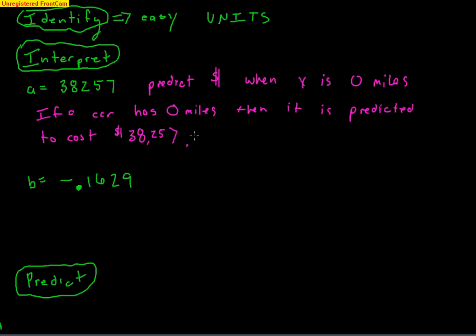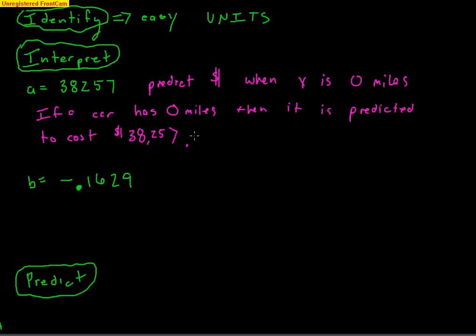Notice I have units. Notice I use the word predicted. And notice that I'm speaking in terms of this being a possibility. This is just a model. This isn't guaranteed to happen. Sometimes you will end up with y-intercepts that make no sense. In this case, it could make sense for a car to have 0 miles, a brand new car, costing around $38,257. Not completely out of the question, but still just a model.